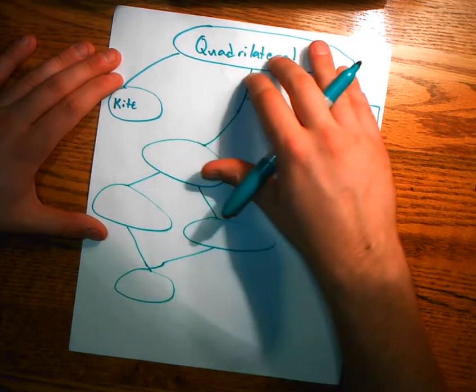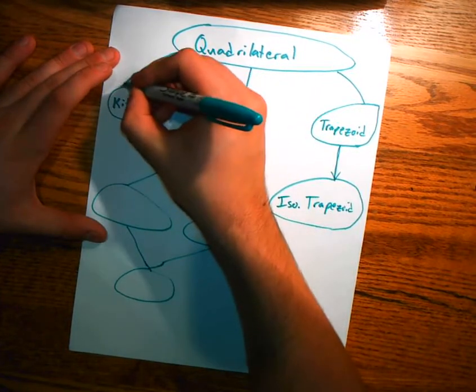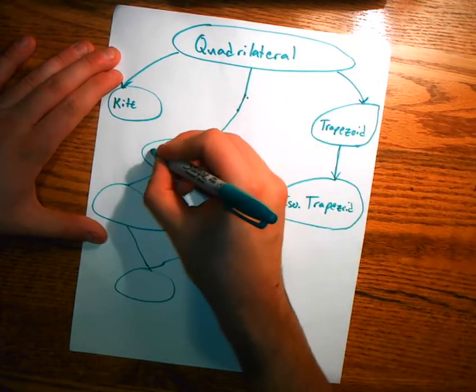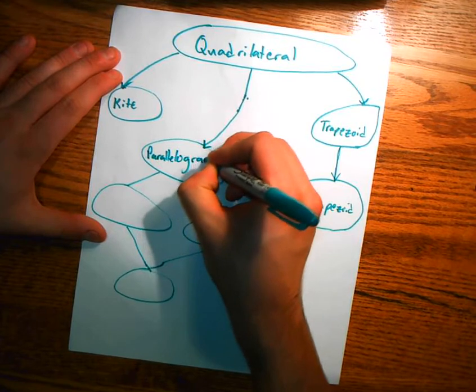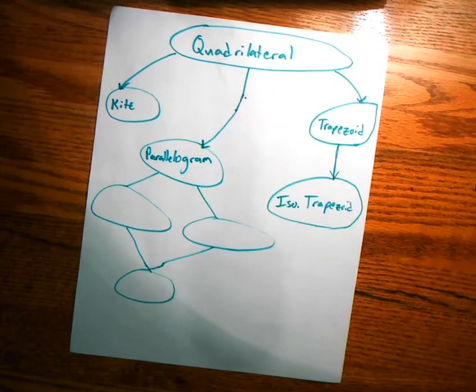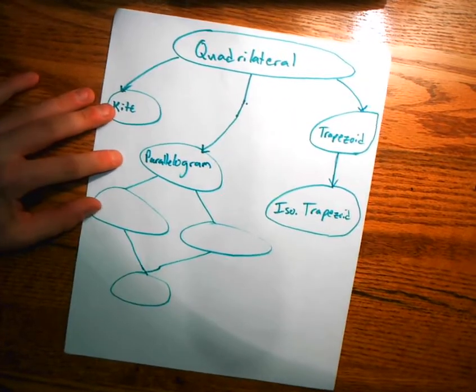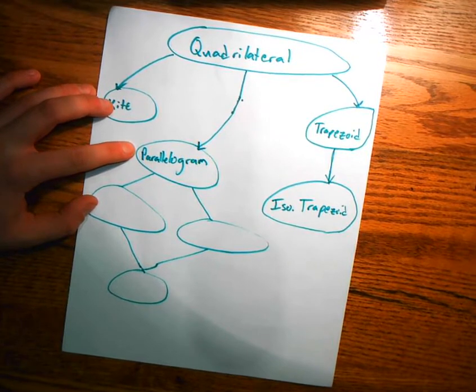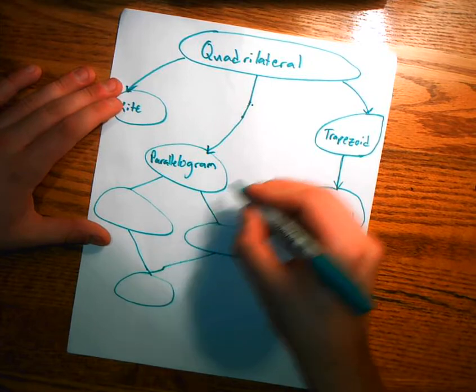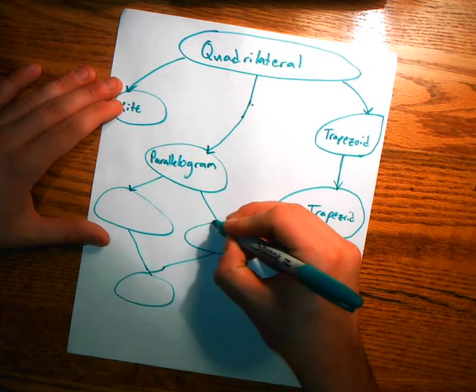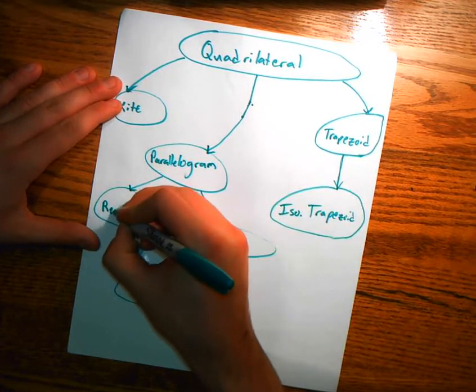Then going down here into the middle, which is the bulk of the types of our quadrilaterals, the next broad part from the quadrilateral is a parallelogram. And remember, a parallelogram has opposite sides congruent, opposite sides parallel, and opposite angles congruent. The diagonals also bisect each other. Then the two different types of parallelograms that we've talked about are rectangles and rhombuses.